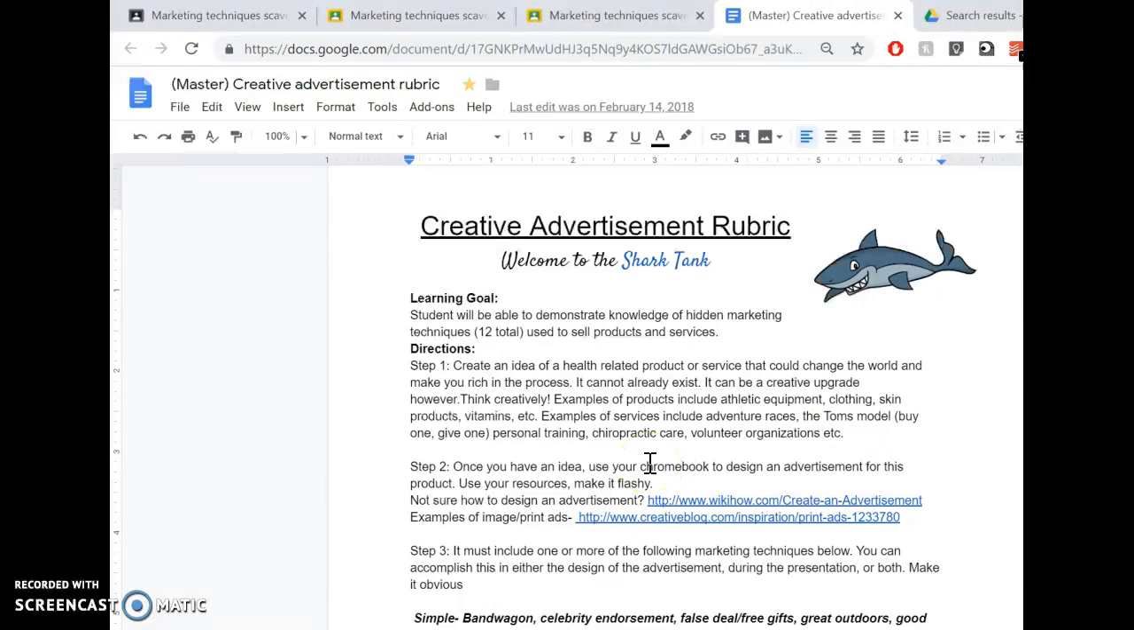Step two is once you have an idea, I want you to design some sort of advertisement for it. It could be a slides presentation, it could be a video, it could be a poster that you draw, whatever it is, I want you to come up with some kind of advertisement. It says here to use your Chromebook. You don't have to use your Chromebook necessarily, but we'll talk about that more when I return on Wednesday.